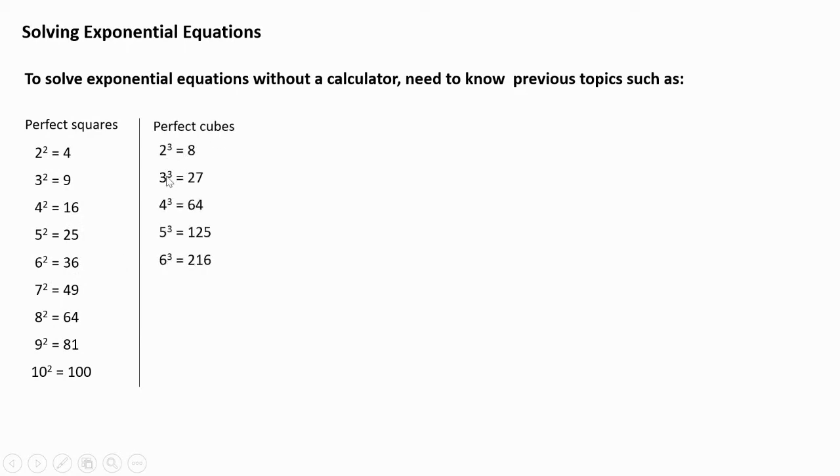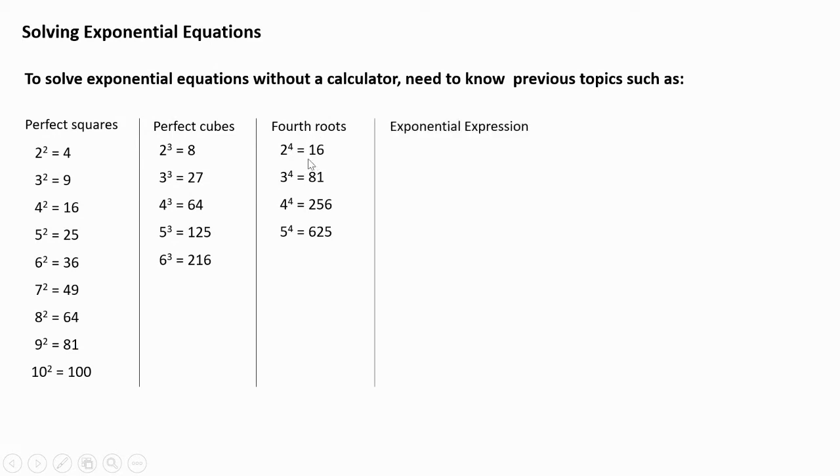Because 2 cubed is 8, 3 cubed is 27, 4 cubed is 64, 5 cubed is 125, and 6 cubed is 216. And for the fourth roots, you have to know, right? So 2 to the fourth power. For example, these are roots here. The fourth root of 16 is going to give us 2. So you have to know these right here, guys, right? That 2 to the fourth power is 16, 3 to the fourth power is 81, and so forth.